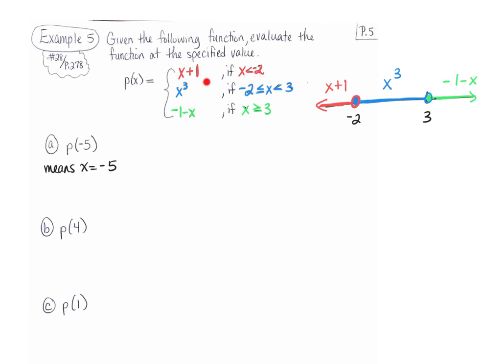So we're in the red part of the function. So we use x plus 1. So P of -5 is going to be -5 plus 1. I'm using the color to indicate what part of the function we're in. -5 plus 1 is? -4. So -4 is our answer.